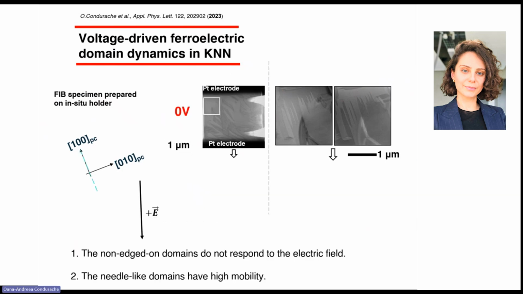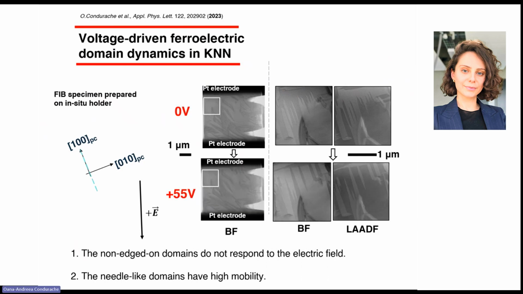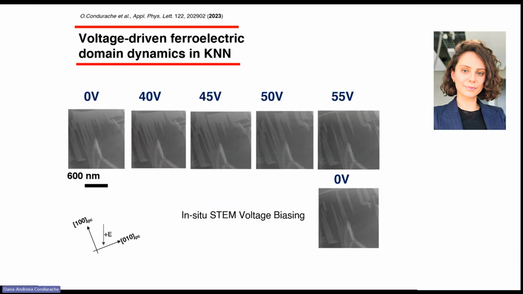So when we apply electric field, the non-edge-on domain walls do not respond. However, the needle-like domains have a high mobility. You can see that the domain structure completely changes from 0 volts to plus 55 volts. So let's have a closer look on how the switching takes place at the nanoscale.